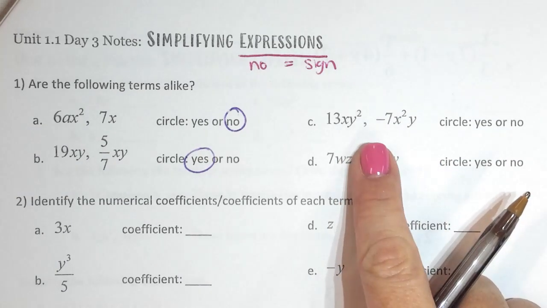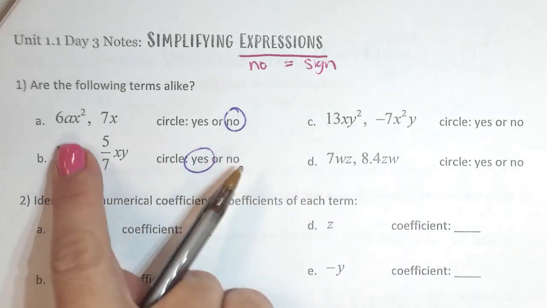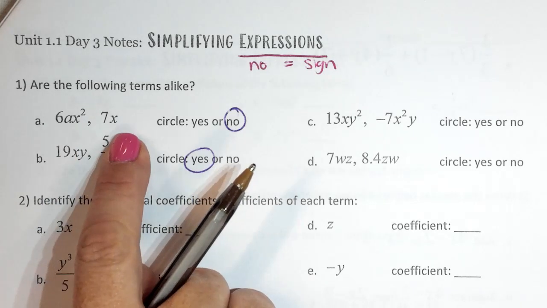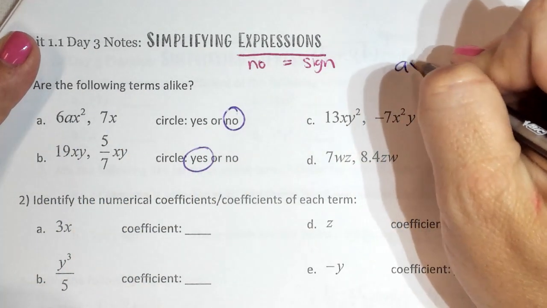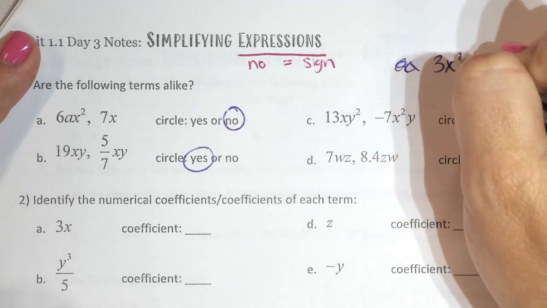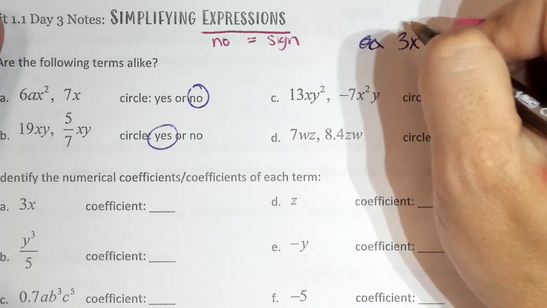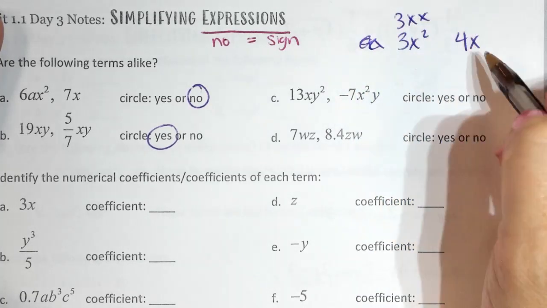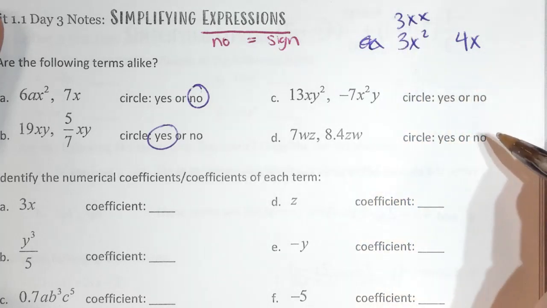What about this one? This one has an A, and this one has a squared and this one doesn't. Like 3x squared and 4x, they both have an x, but x squared means twice. So this doesn't have it twice, therefore they're not the same. Does that make sense? That's why the exponent matters too.